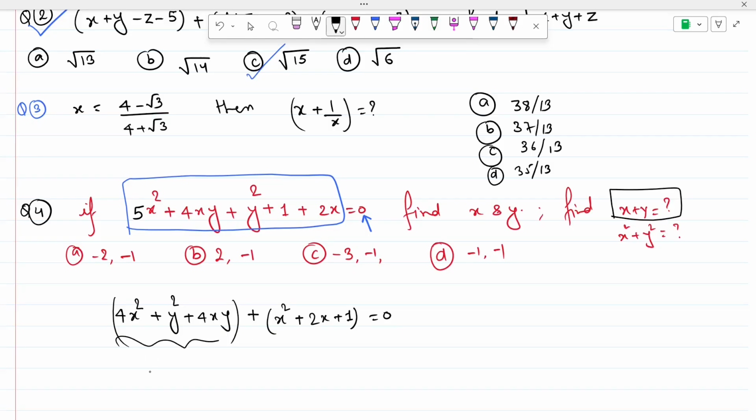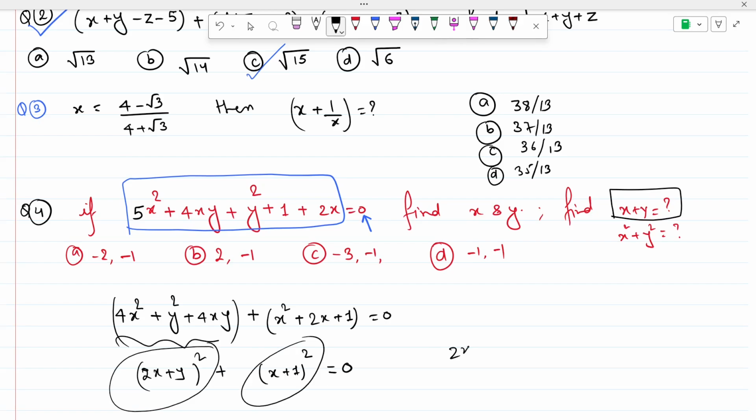Now this one can be written as (2x plus y) whole squared, plus this will be (x plus 1) whole squared, is equal to 0. Now again, the sum of two non-negative numbers is equal to 0. This is greater than or equal to 0, and this is also greater than or equal to 0.